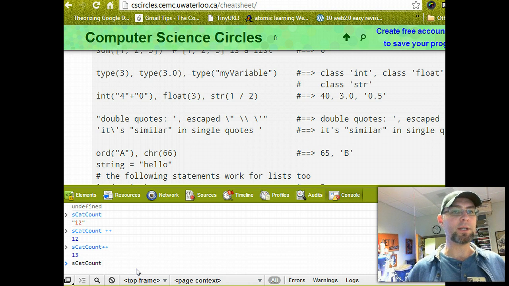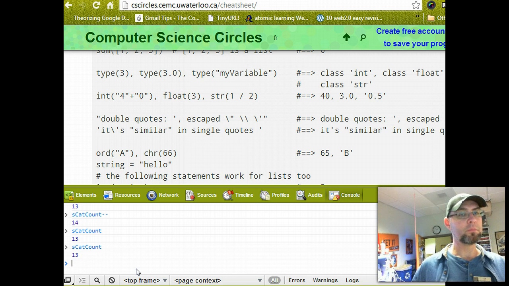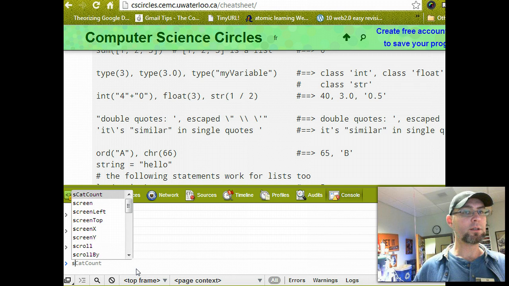What if I do minus minus? You can probably guess. 14. S cat count 13. S cat count 13. So minus minus seems to have added 1, but it said 14, and then when I did it again it said 13. So that's a little bit mysterious.